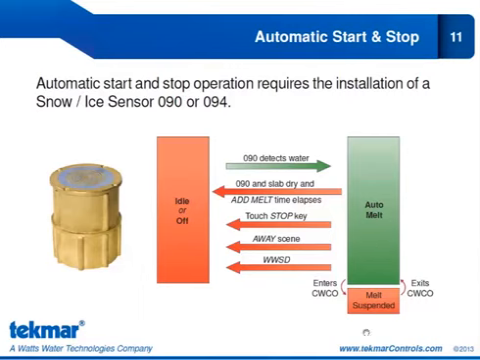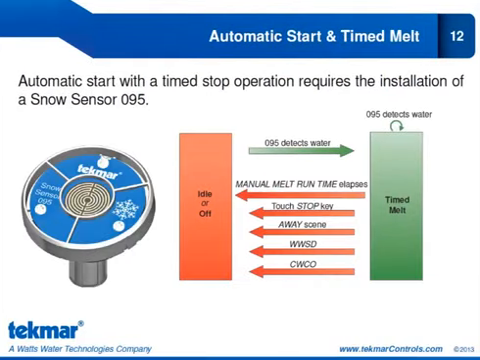So that is a safety feature that the 654 has. Just because we've entered cold weather cutout, it doesn't mean the slab is dry. And that could cause some slippery conditions. We're going to make sure when we can efficiently melt again that we do so to make sure that slab is dry. The automatic start with a time stop operation is possible when we install the snow sensor 095.